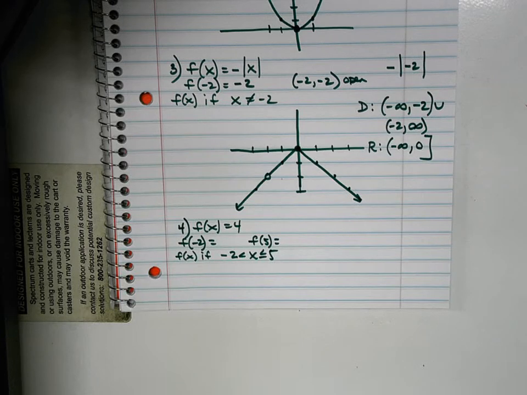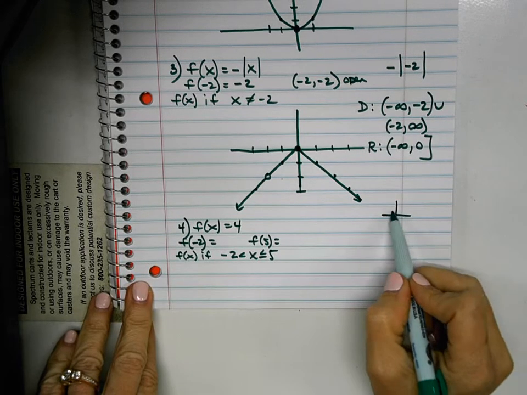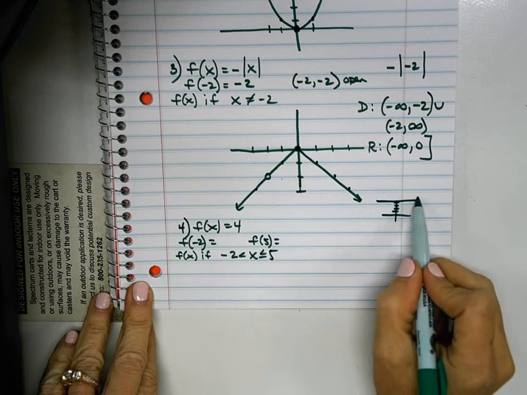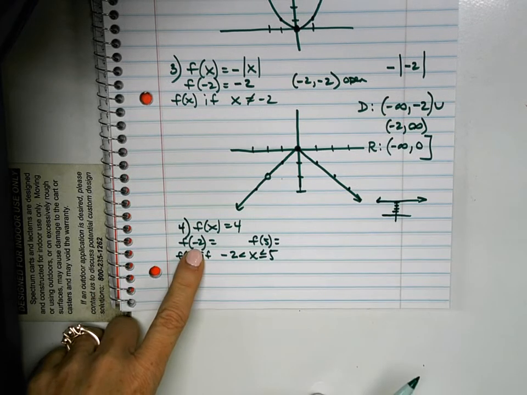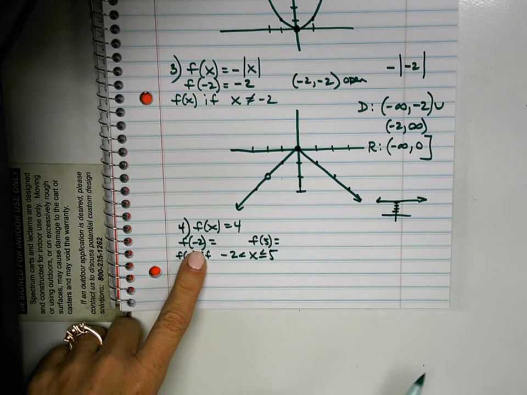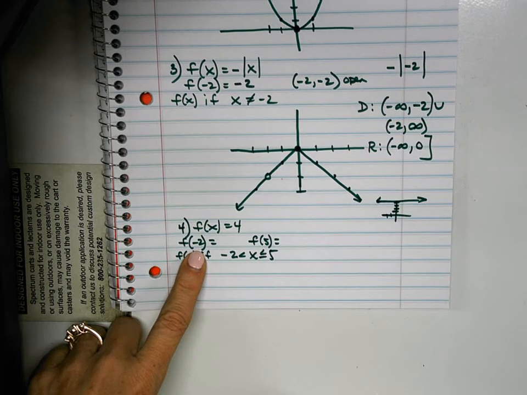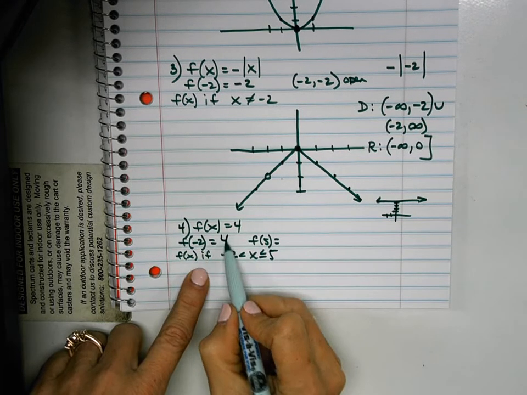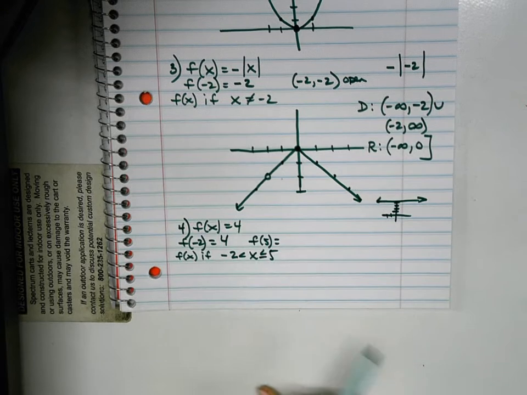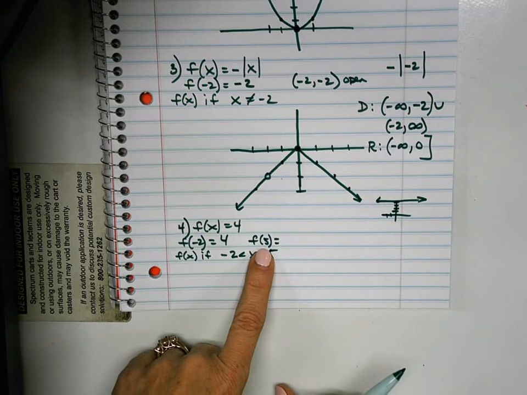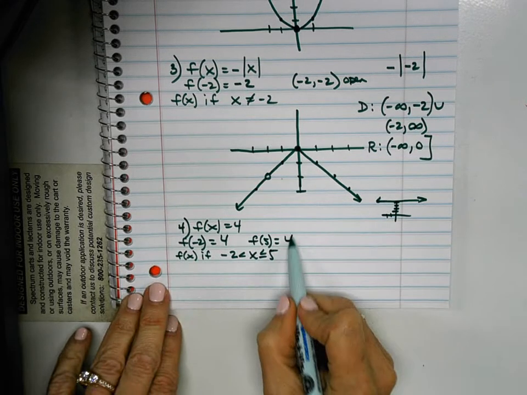So if I sketch the whole thing, it'd be up here at 4, right? So what this is asking is, when x is negative 2, what's the function value? It's 4, right? The y value is 4. If there's nothing to plug in, it's just that constant. So what is it at 5? When x is 5, what's the y value? It's still 4, right? Everything's 4 on this function.